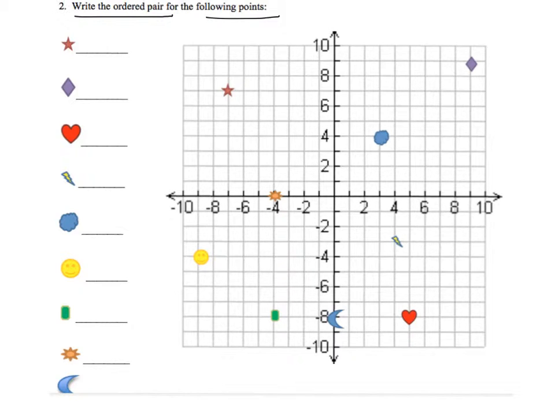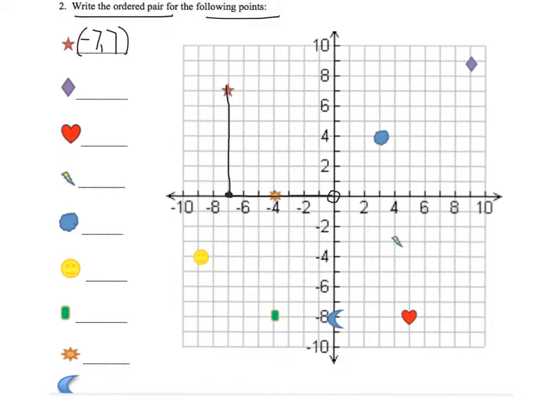Now, starting at the origin, right at the center there, I notice that I have to move along the x-axis all the way down to -7. So, in my ordered pair, my first coordinate is going to be -7. Now, I move up from the x-axis all the way to the star, which is going to be my point, and it looks like I go all the way up to +7. So my ordered pair for the star would be -7, 7.